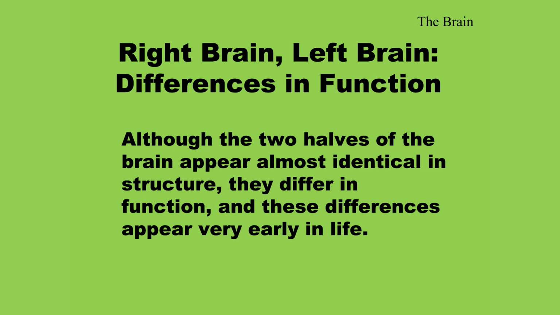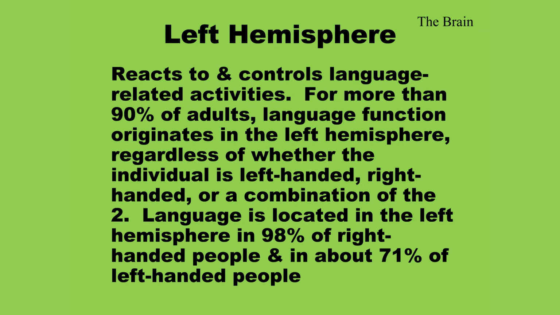Okay, right brain and left brain. Although the two halves are identical, they're different in function, and we see these in life, left brain and right brain, and you, of course, probably know some of this. The left brain controls language-related activities for more than 90% of us. The left brain controls language, and it doesn't matter whether you're left or right-handed or if you're ambidextrous, right? It's located in the left for 98% of right-handed people and about 71% of left-handed people. So fewer left-handed people have it in the left. Do you see that? That's very interesting, isn't it?